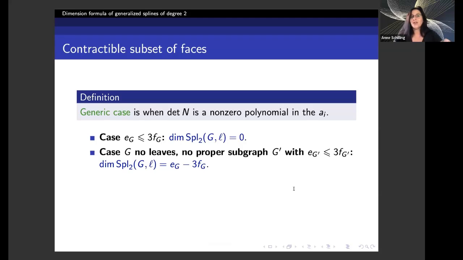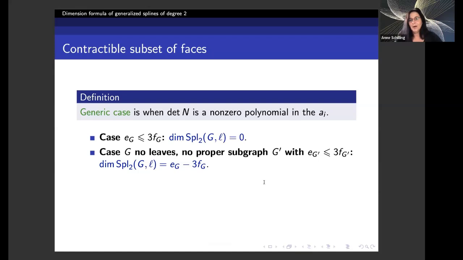And also, as I mentioned before, when we have fewer edges than 3 times the number of faces, the dimension of the spline in the generic case is 0. Because in that case, the rank of the matrix would be E. And remember, the formula was E minus the rank of the matrix. So it would be E minus E, so that would be 0.